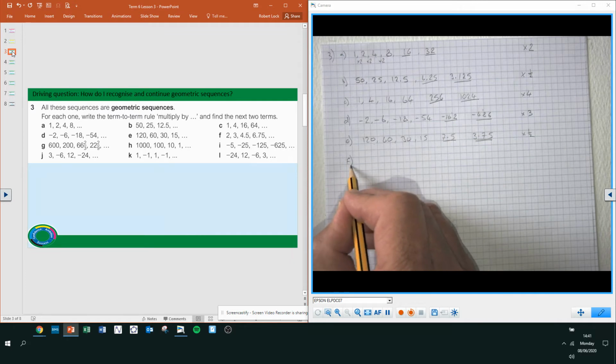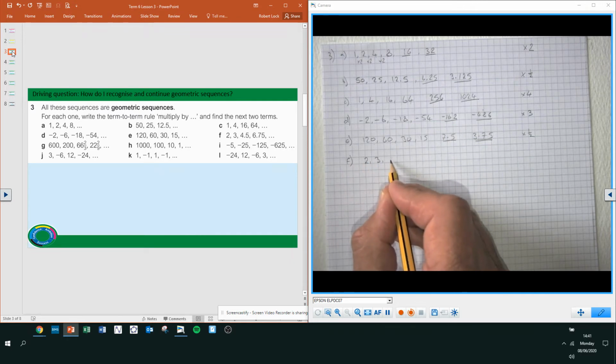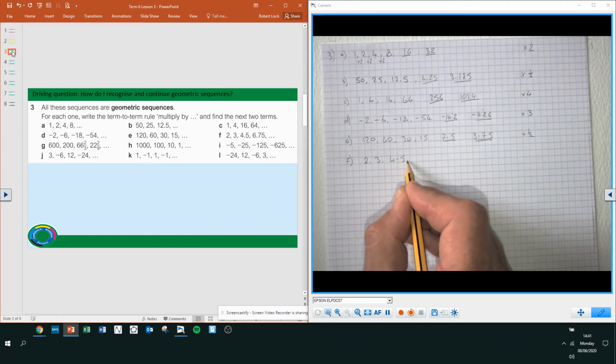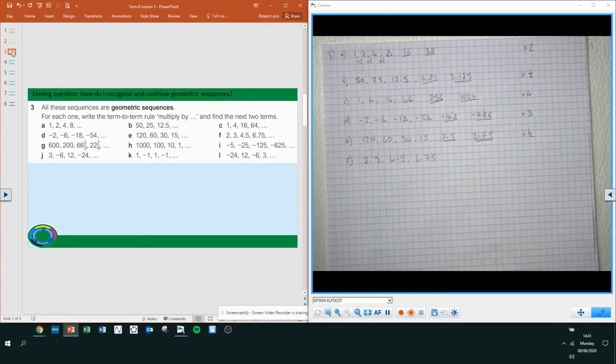E, F. 2, 3, 4.5, 6.75. Difference is 1. Difference is 1.5. Difference is 2.25.